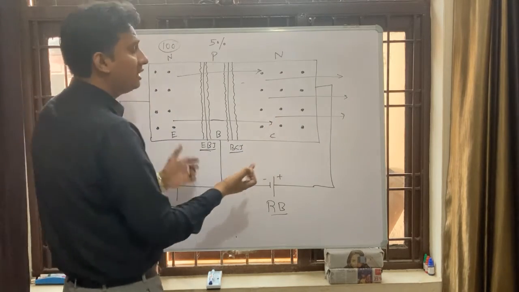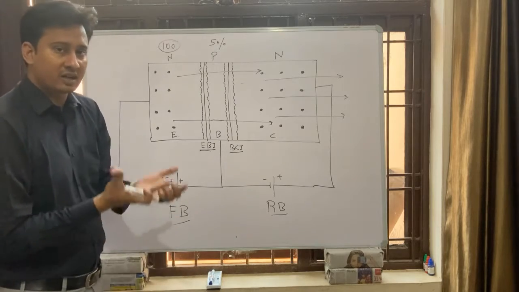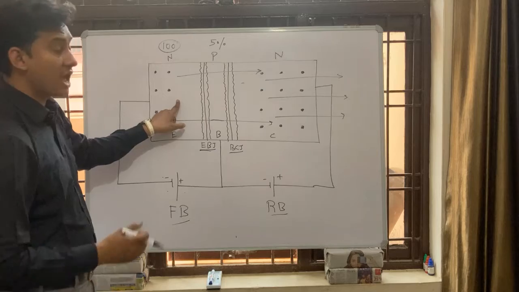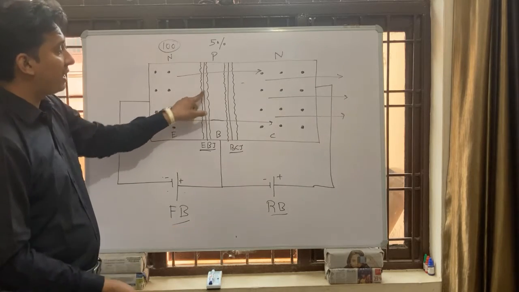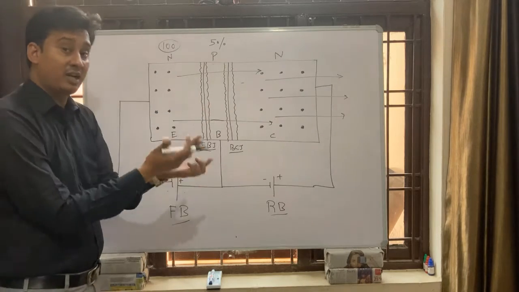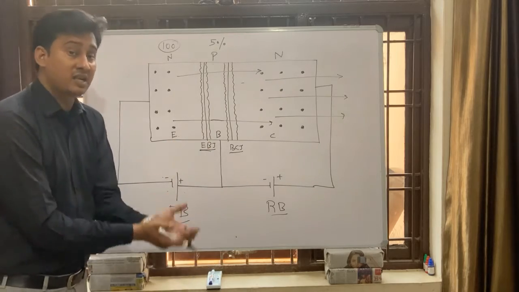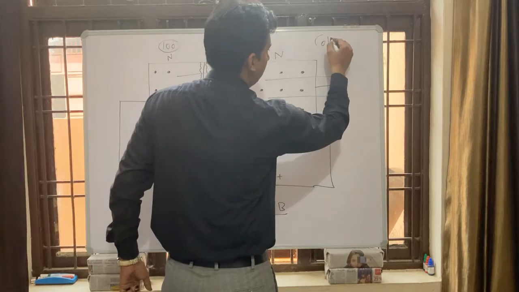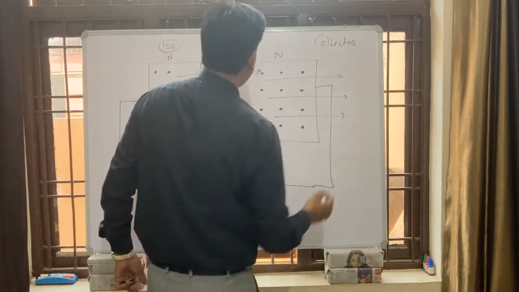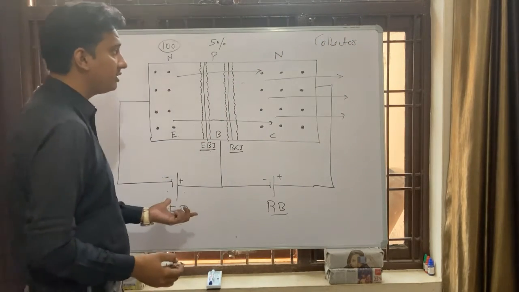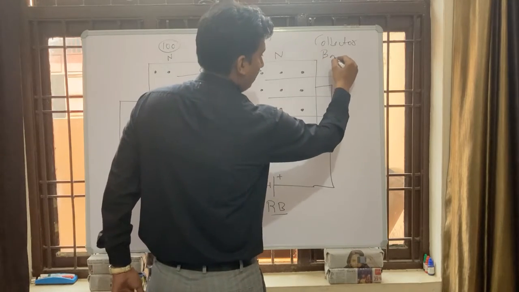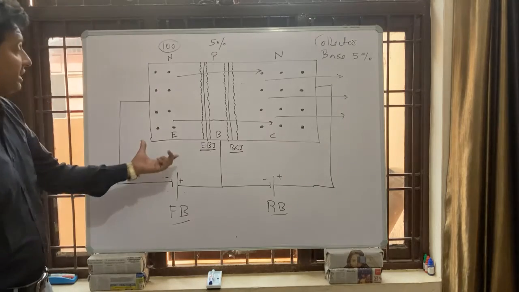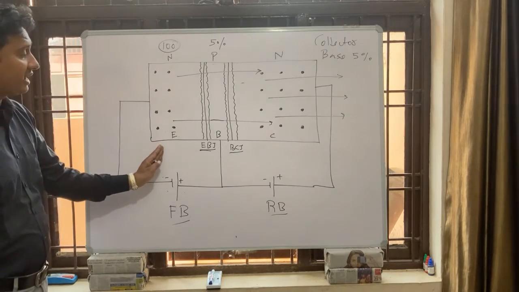Hence the name is called collector. The function of the collector is that all the electrons being emitted from the emitter, while passing through the base, will be collected by the collector. Hence it is called collector. Base is the medium region where only 5% of electrons get combined, and the emitter is the place where the electrons get emitted.